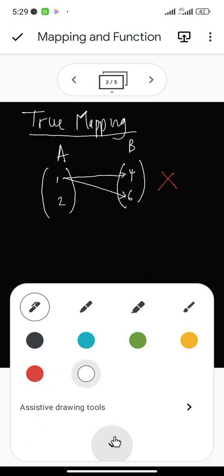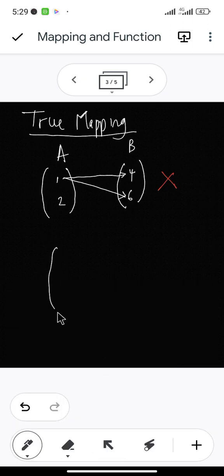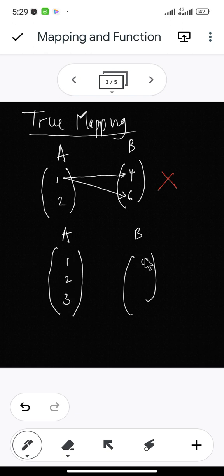But on the other hand, the second rule we stated is that two elements can have the same image. So two elements in the domain can have the same image. Let's say if you map this, the image of 1 can be 5, the image of 3 can also be 5, then this can go to this. You understand? So this is true mapping.